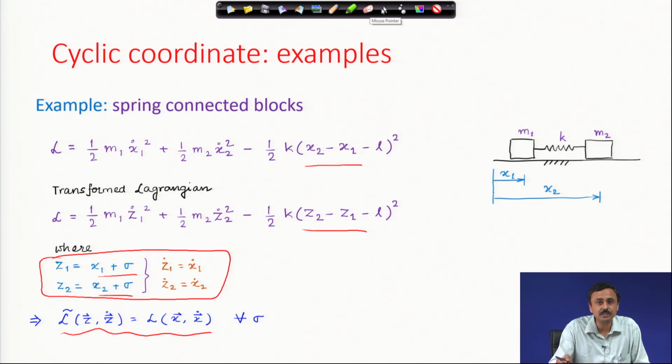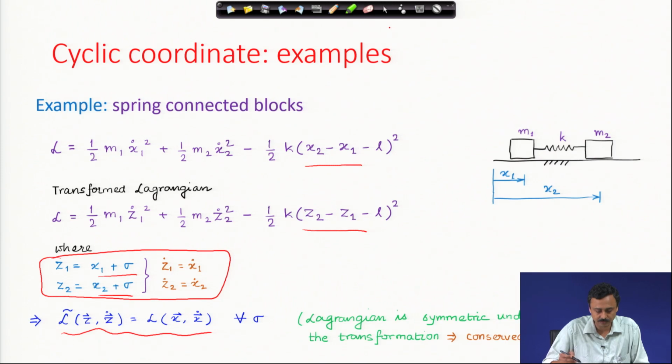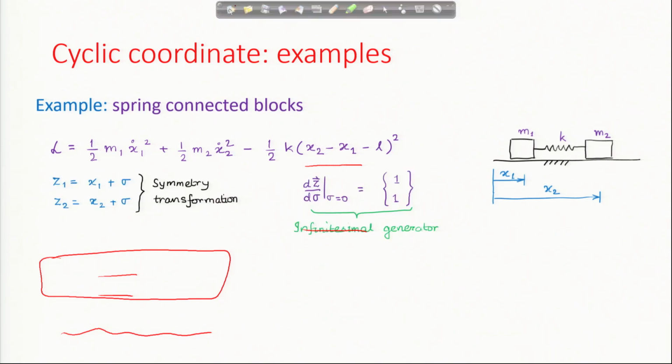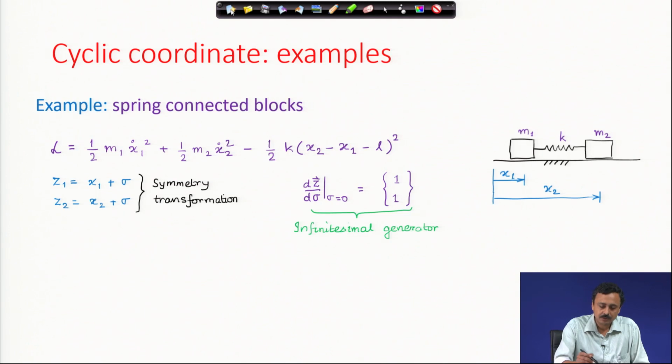Therefore, this transformation is now a symmetry transformation. This is a finite symmetry transformation as well as an infinitesimal symmetry transformation. Therefore, the Lagrangian is symmetric under this transformation. Therefore, this implies there must exist a conserved quantity, and how do we find that conserved quantity? We find the infinitesimal generator as I have shown here, dz vector d sigma at sigma equal to 0. This is the infinitesimal generator, and that happens to be 1 1. Then this follows from this.